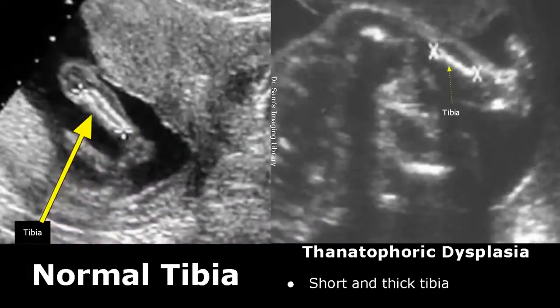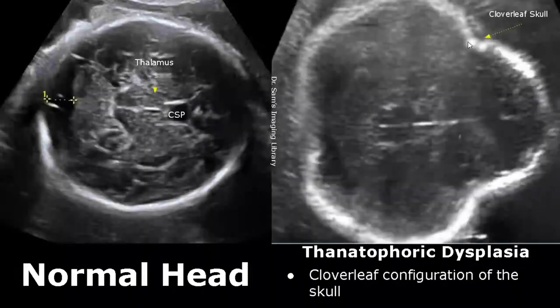This is an image of the tibia. It is shorter in length and thicker than usual. It is difficult to evaluate the tibia as compared to the femur. Thanatophoric dysplasia also consists of a clover leaf configuration of the skull. This is how the skull shape will look like. It is called the clover leaf shape.